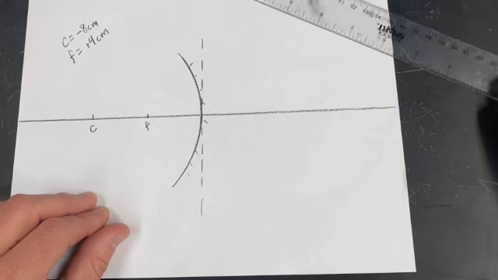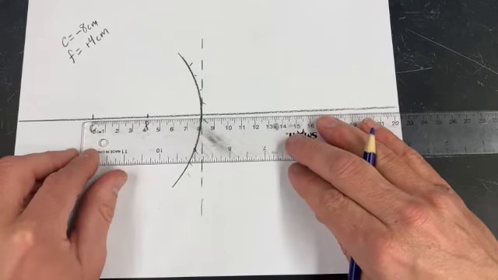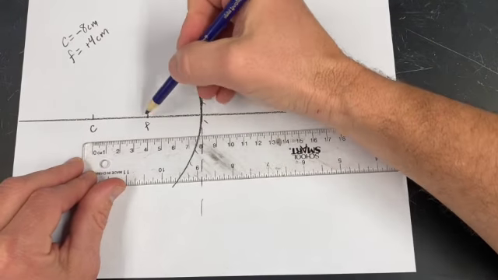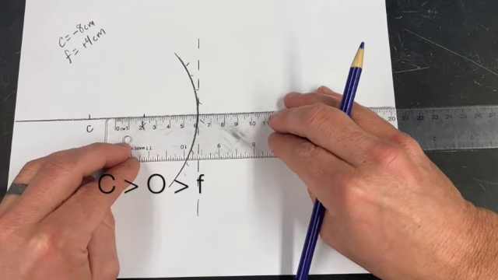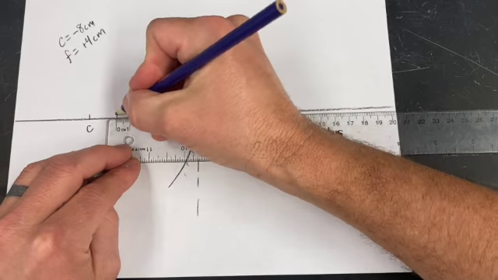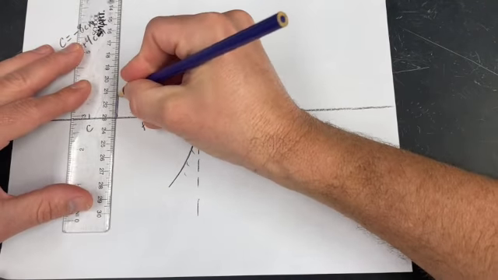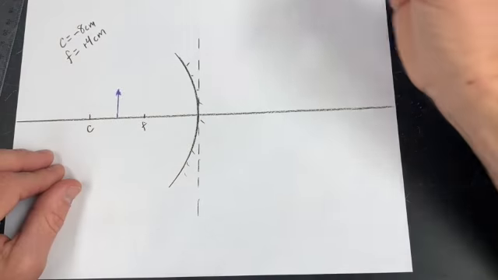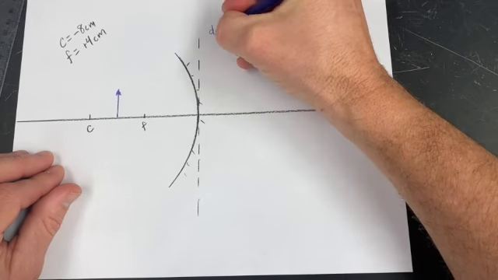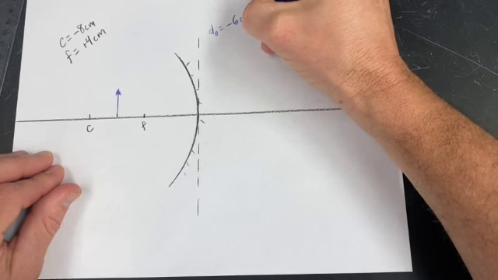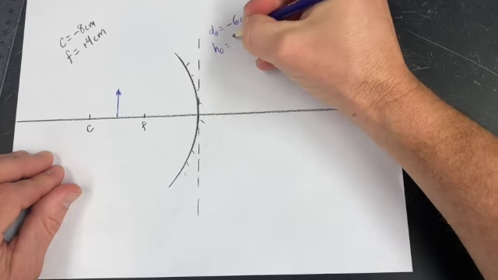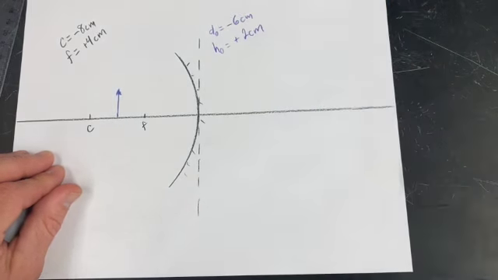So I'll go ahead and draw another object in, and this time I'm going to go in between the radius of curvature and the focal length. So let's go ahead and choose 6 centimeters, and I'll go ahead and draw this 2 centimeters tall again. Okay, so 2 centimeters tall. Write that down so I don't forget that the object position is at negative 6 centimeters and the height of the object is positive 2 centimeters.